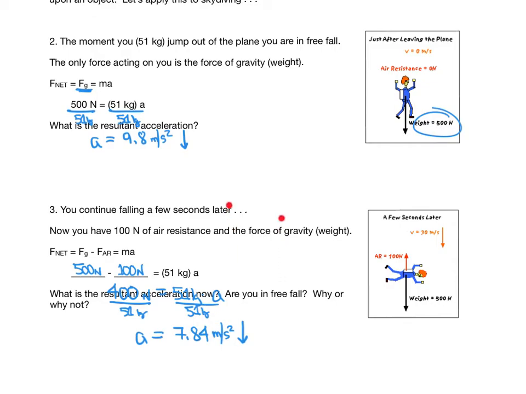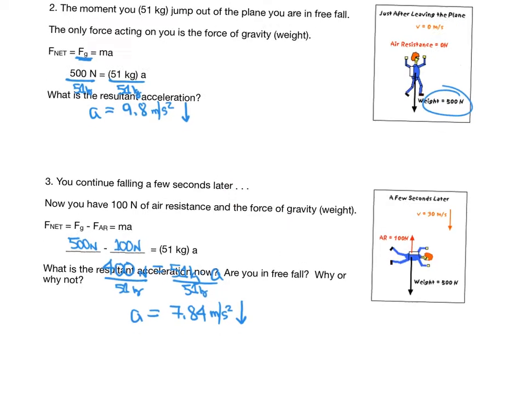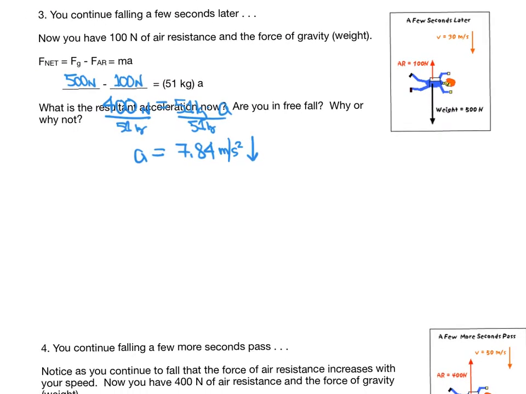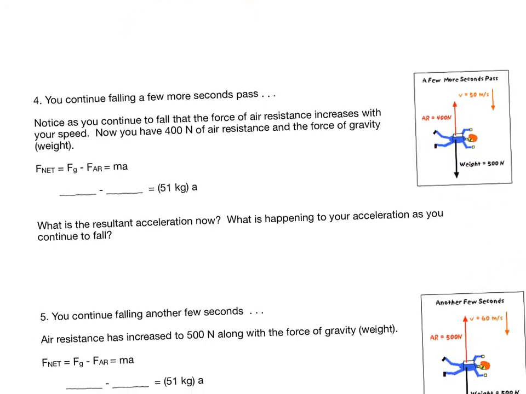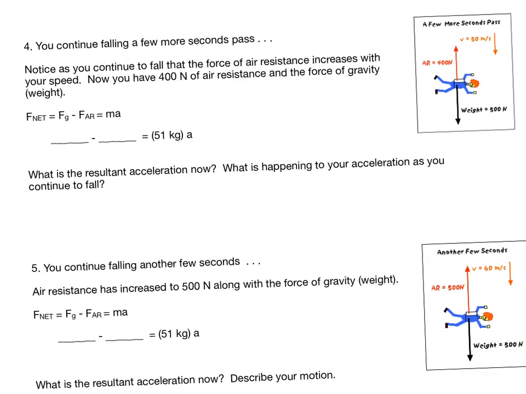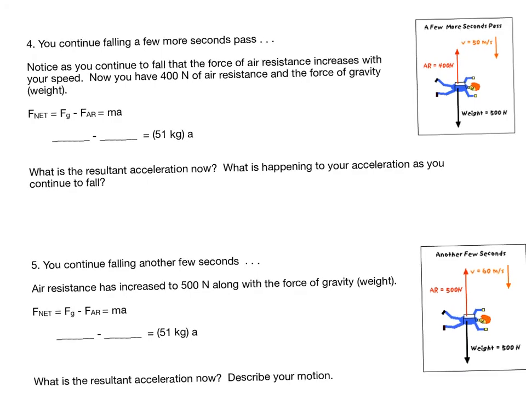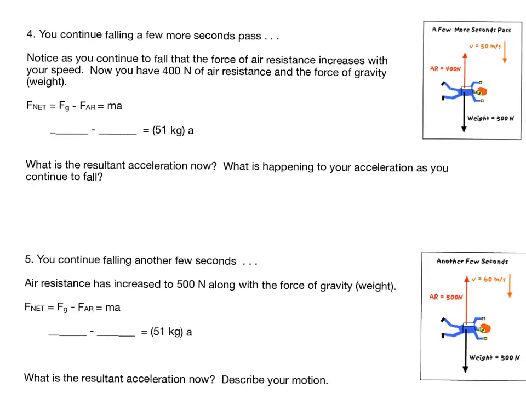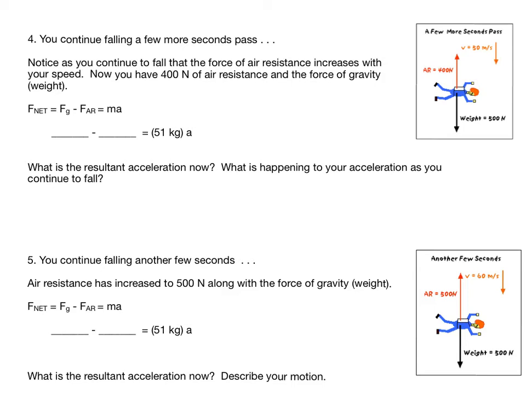All right, let's carry on to number 3. I'm scrolling up, everybody. Or actually number 4, right? All right, we'll get 4 and 5 on here. All right, so it says a few more seconds pass. And we continue. Air resistance is increasing, right? So now we're up to 400 newtons of air resistance. Have you noticed, our speed is increased. That's fine, because we were going to keep gaining speed as we fall. We're accelerating after all, albeit at a lower rate.